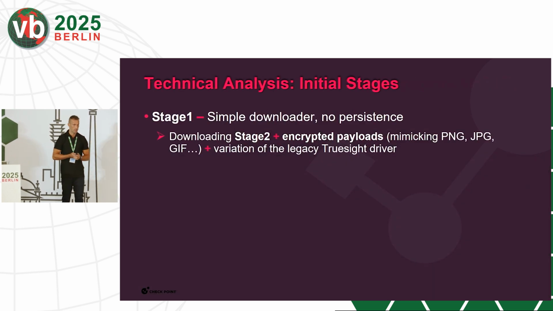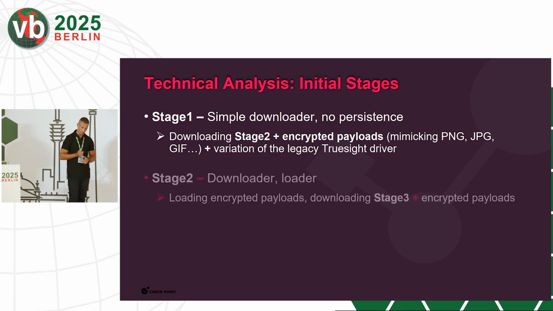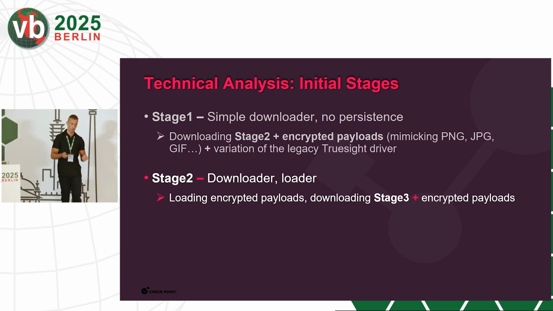Regarding the technique analysis, the initial stages involved 3 different stages. Stage 1 was a super simple downloader, with no persistence set, and it was just downloading stage 2 with encrypted payloads. These encrypted payloads mimicked common image file formats like PNG, JPEG, and others. This stage also downloaded a variation of the legacy TrueSight driver. Stage 2, again a downloader and loader, loaded the encrypted payloads and downloaded stage 3, again with encrypted payloads mimicking PNG, JPEG, and others.